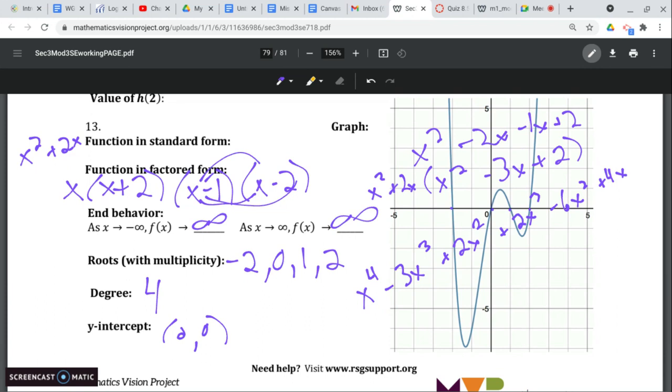Okay, so now we simplify all of this. We only have one x to the 4th, so x to the 4th. We have a negative 3x to the 3rd here and a positive 2x to the 3rd here. So negative 3 plus 2 is a negative x to the 3rd. Then we have positive 2x squared minus 6x squared. So 2 minus 6 is negative 4x squared. And then last but not least, that 4x. So there it is in standard form, multiplying it all through.